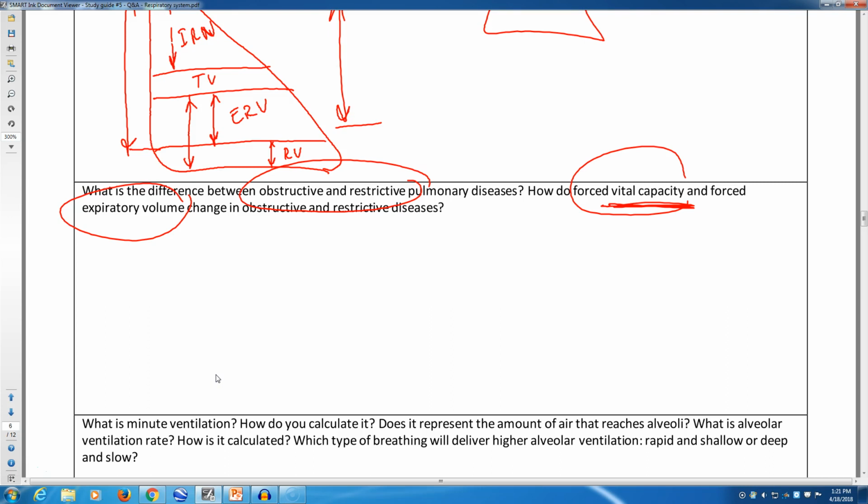In restrictive disease, the balloon volume becomes smaller. So in restrictive disease, vital capacity decreases, while the expiratory volume is either unaffected or minimally reduced. Does that make sense? Okay.